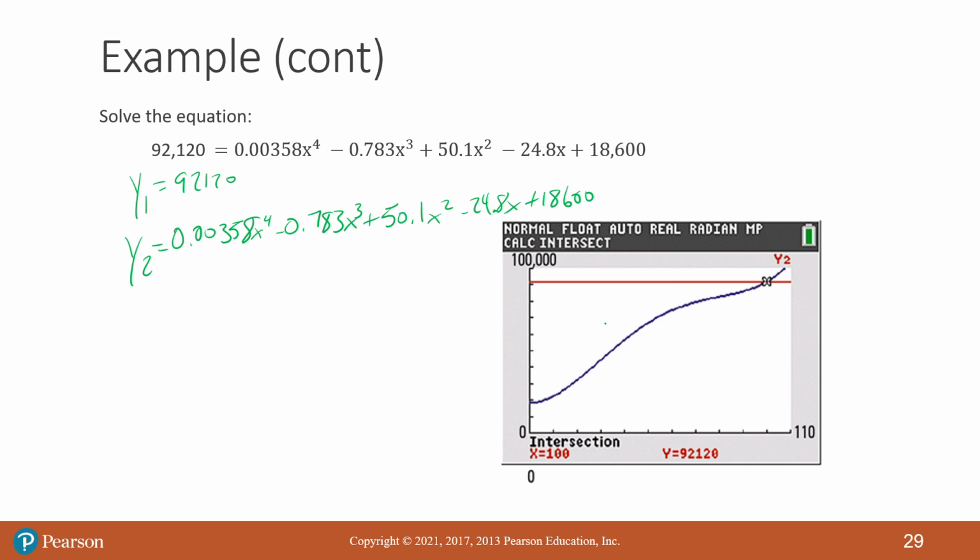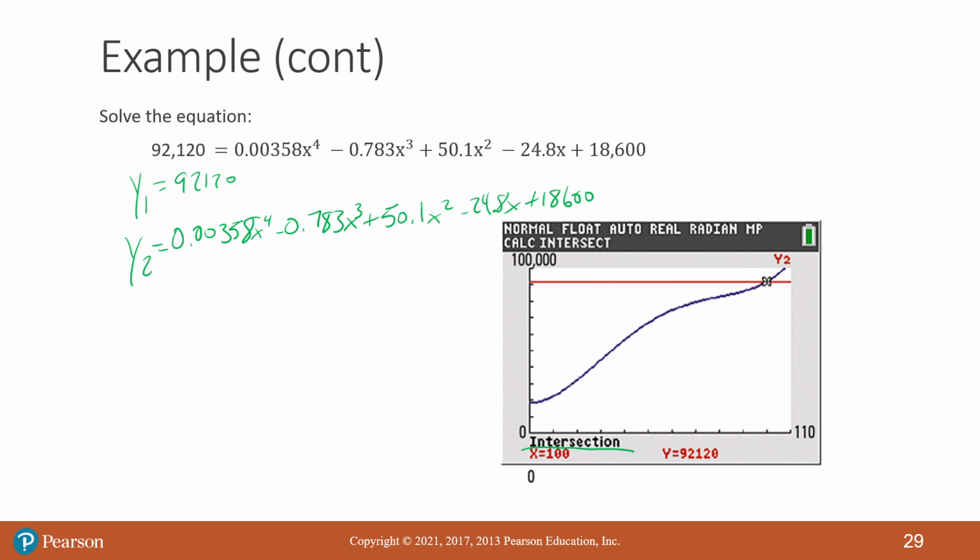You can see that I've got my y-axis from 0 to 100,000 and my x-axis from 0 to 110, if you want the exact same graph. What I'm looking to do, as you can tell on the screen, is find the intersection point. So I'm going to do 2nd, Calc, Intersect, and first curve, second curve, guess. The only thing you have to be a little bit careful about is that we're only worried about the positive values here, which is why I have the graph the way it is.